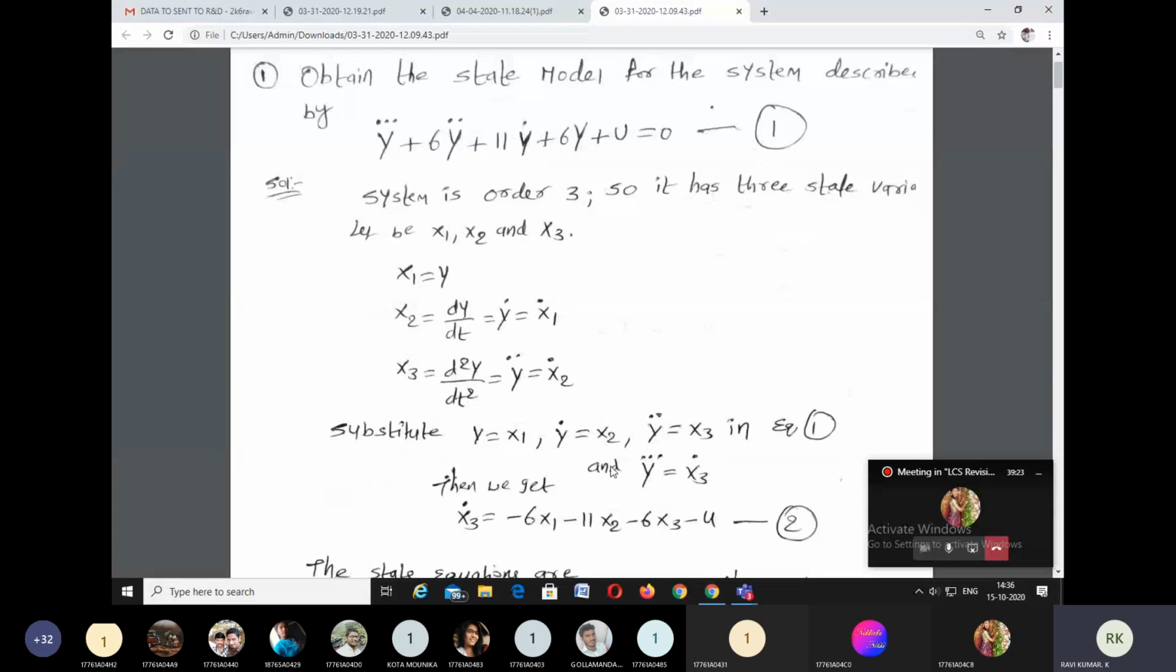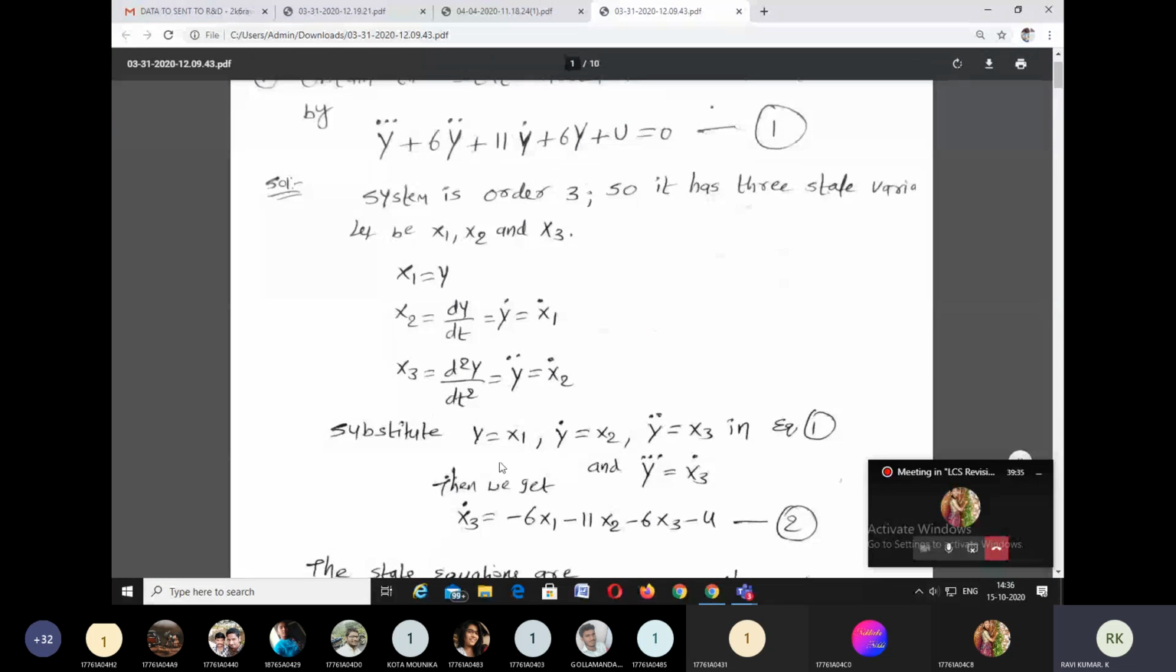So to write that, what do you have to do? If you substitute y is equal to x1 here, y dot is equal to x2 here, y double dot is equal to x3 here, and y triple dot is equal to x3 dot, you can write x3 dot is equal to this one. You can take this to the RHS. It is equal to minus 6x1 minus 11x2 minus 6x3 minus u. Why? Because y is nothing but x1, so that's minus 6x1, and y dash is nothing but x2, so I have written x2 into 11, and minus 6x3 here, right?